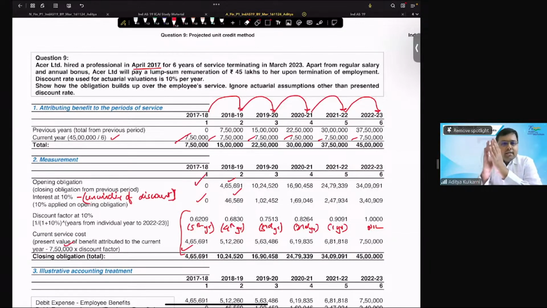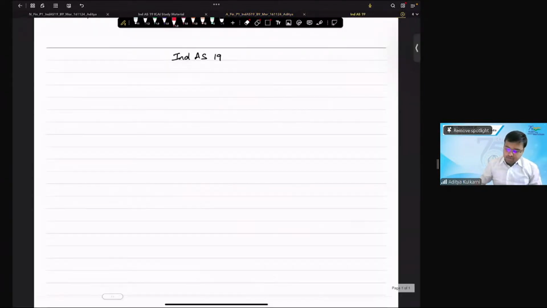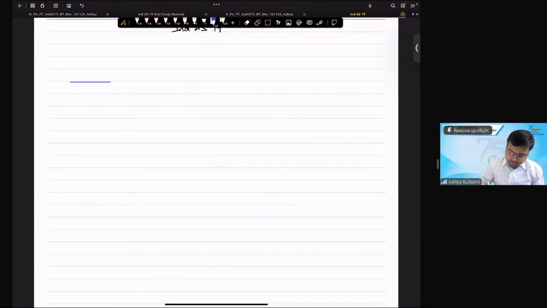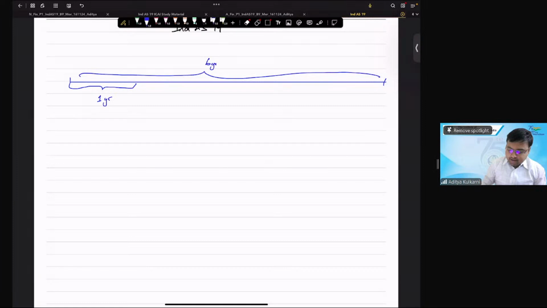See, this employee has completed 1 year of service. Because she has completed 1 year of service, I have to accrue the cost of 1 year towards that lump sum remuneration. Because she has worked for 1 year, I have to accrue the cost of that 1 year. Let me note it down. She has served for 1 year out of the total period of 6 years. So if she has served for 1 year, do I have to book the cost of this 1 year?